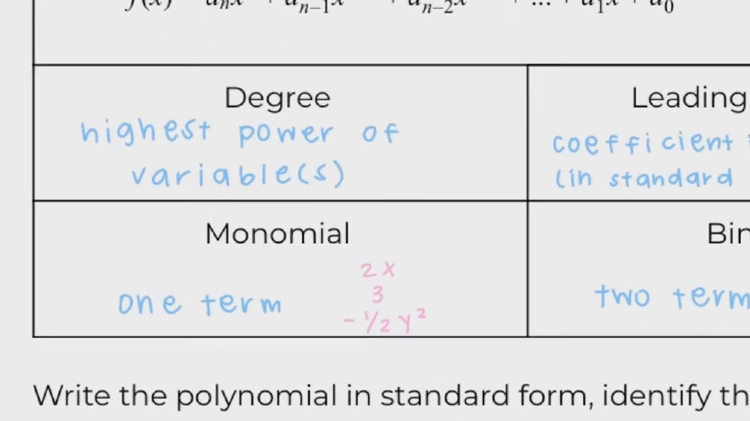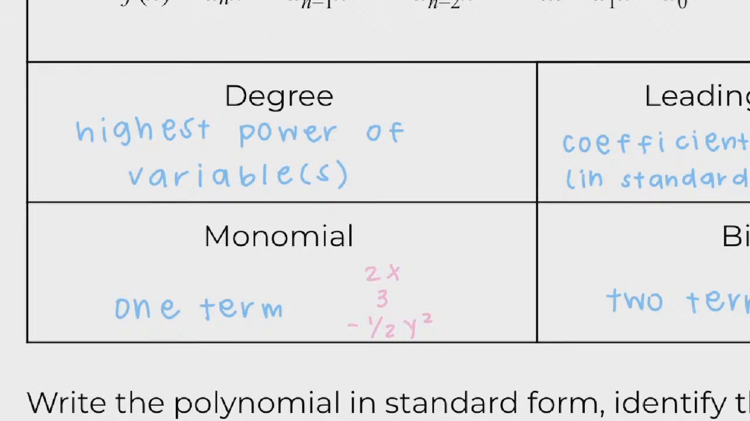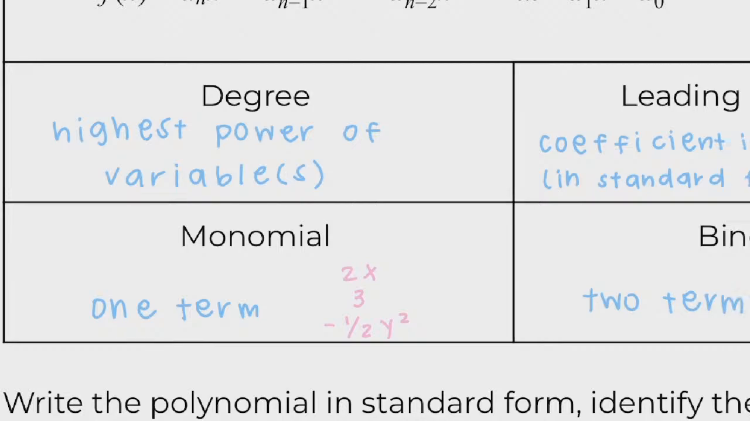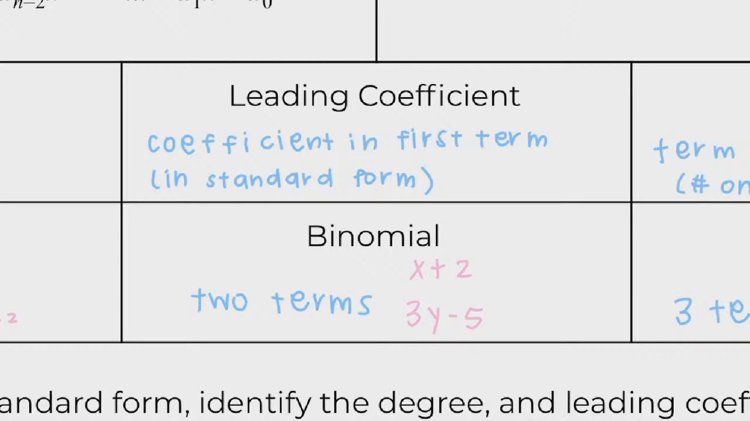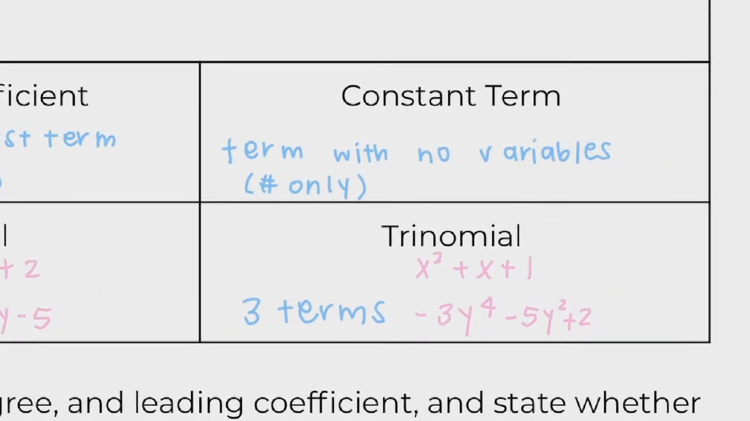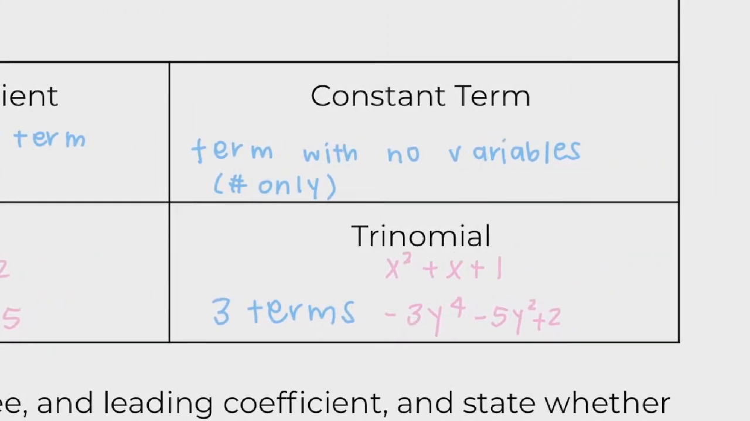So the degree is the highest power of the variable or variables if there are multiple variables. The leading coefficient is the coefficient in the first term when it's written in standard form. The constant term is the term with no variables, so it's just a number.